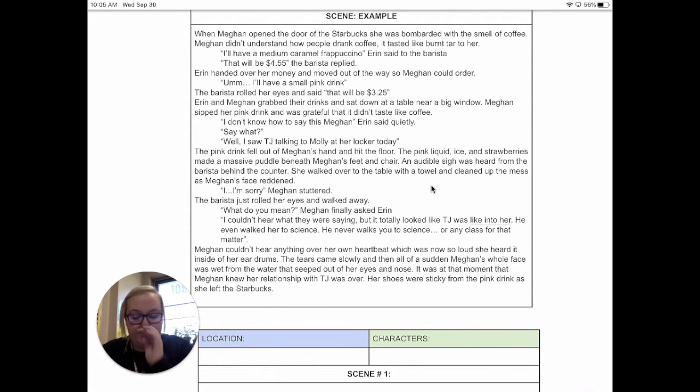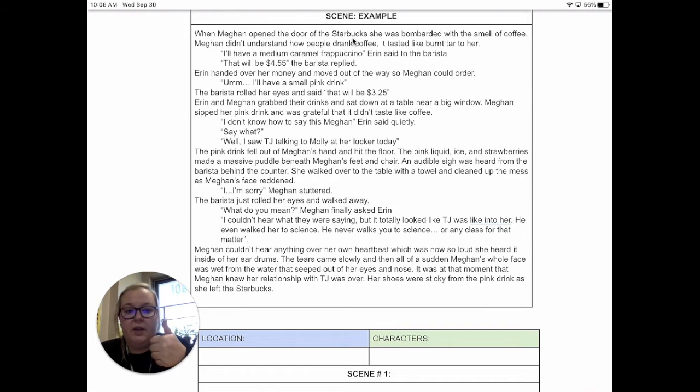Okay, so yes, my scene is a little bit longer than yours has to be. It doesn't have to be this long. What I'm really looking for in this scene is a couple of things. Number one, do I know where your scene is taking place? So this first line, when Megan opened the door of the Starbucks. Okay, that's where we are. We are at the Starbucks.